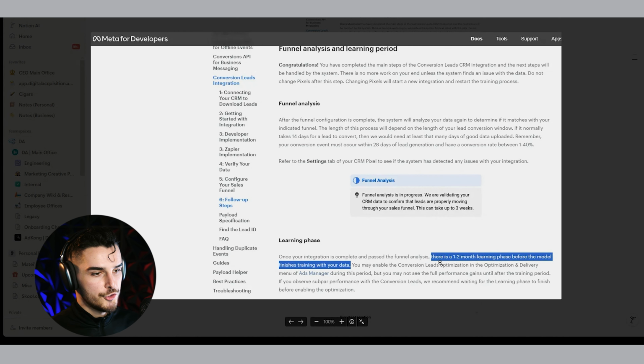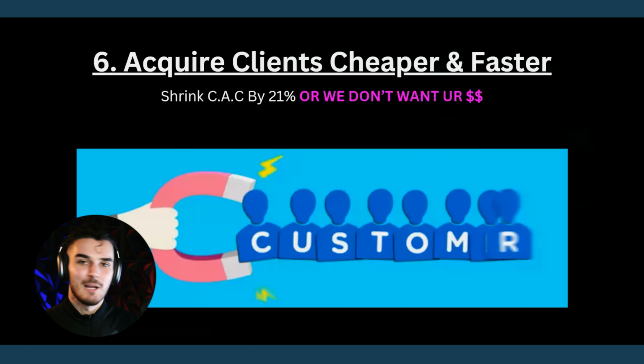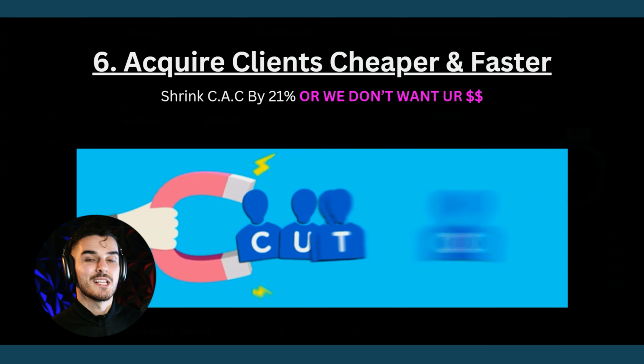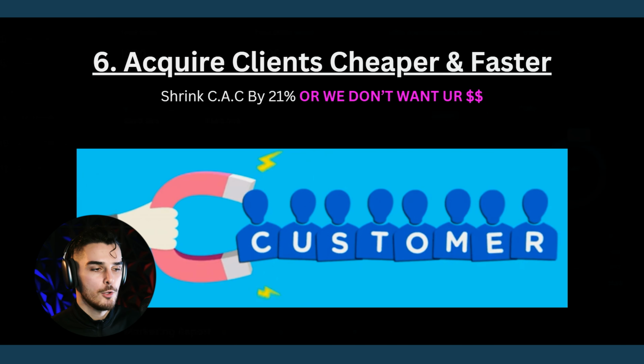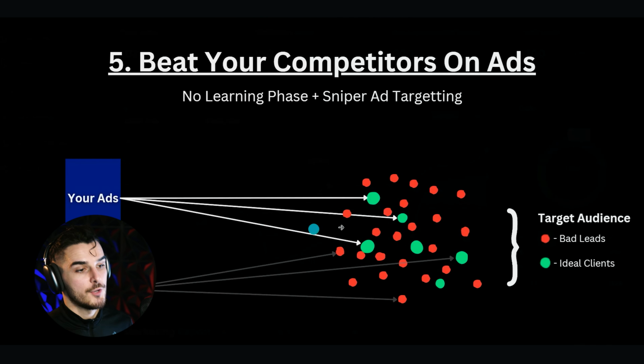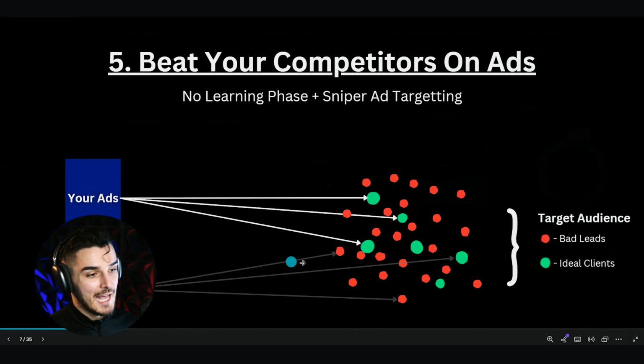Now, it's also important to note that Meta themselves say there is a 1 to 2 month learning phase before the model finishes training with your conversion data. So I don't want to be hyper sensational, like you click a button and in the next 5 minutes your ads perform better. It does take some time to train the machine learning model. But once the machine learning model has been trained on conversion data, you'd basically be unlocking sniper-like ad targeting where your ads know exactly who to find and they're constantly finding ideal clients, whereas your competitors are wasting ad money finding people that are not a good fit to work with.